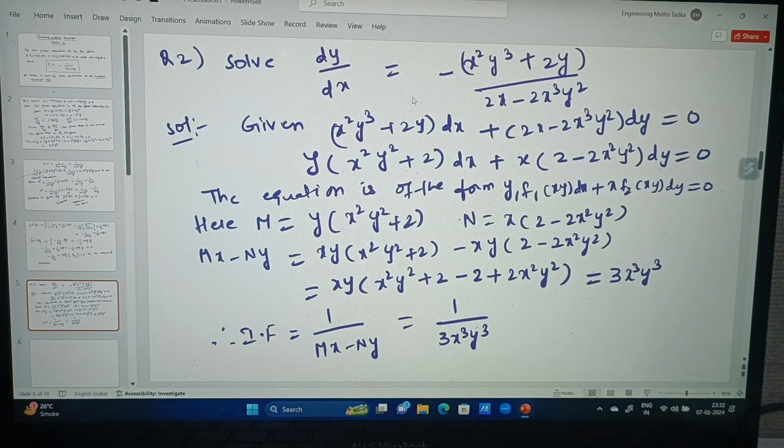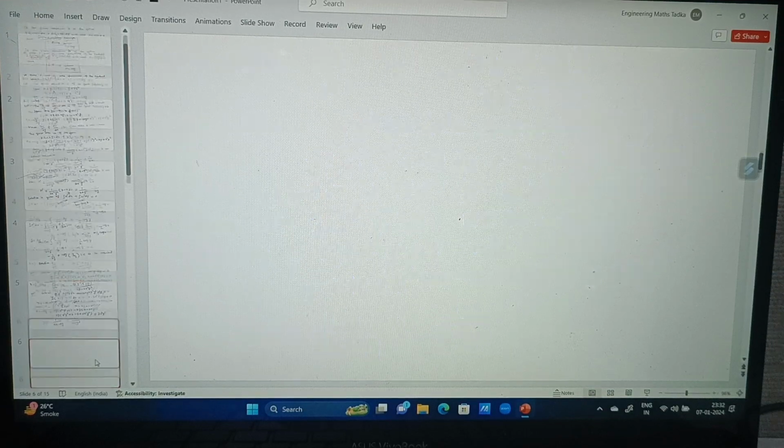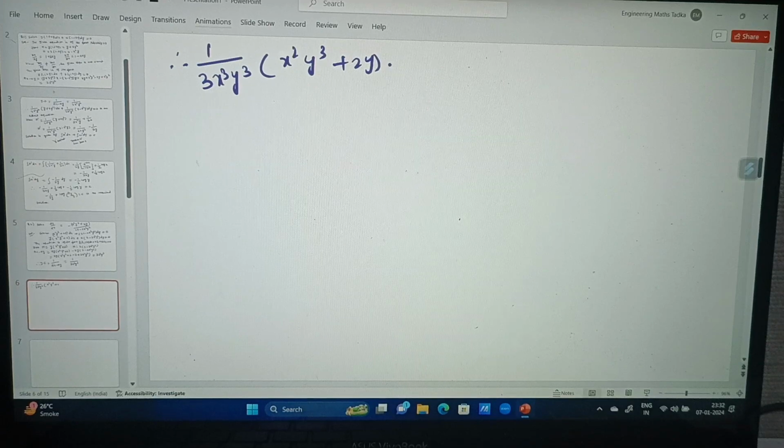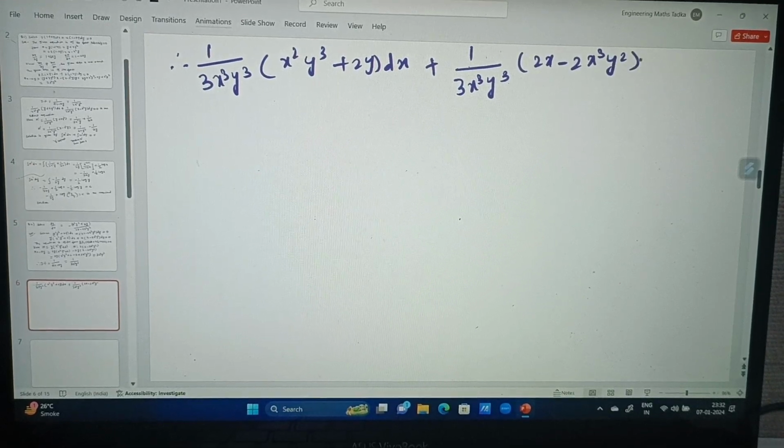Once you find the integrating factor, you need to multiply it by the given differential equation. Therefore, the next step will be 1 by 3x cube y cube into (x square y cube plus 2y) into dx plus 1 by 3x cube y cube into (2x minus 2x cube y square) into dy is equal to 0. Okay, after simplifying, how can we write the next step?